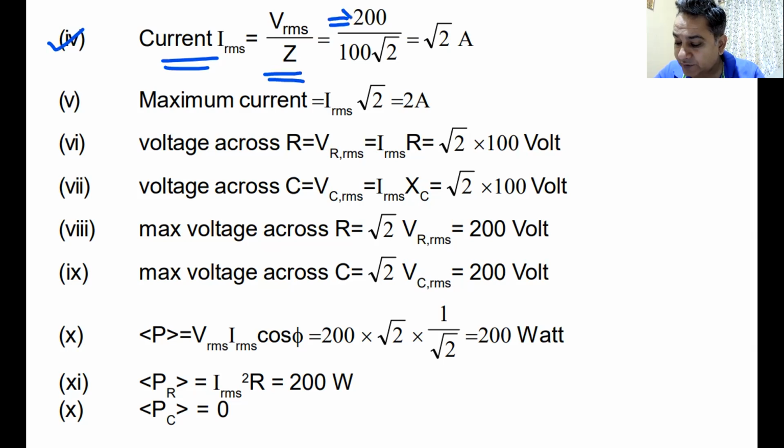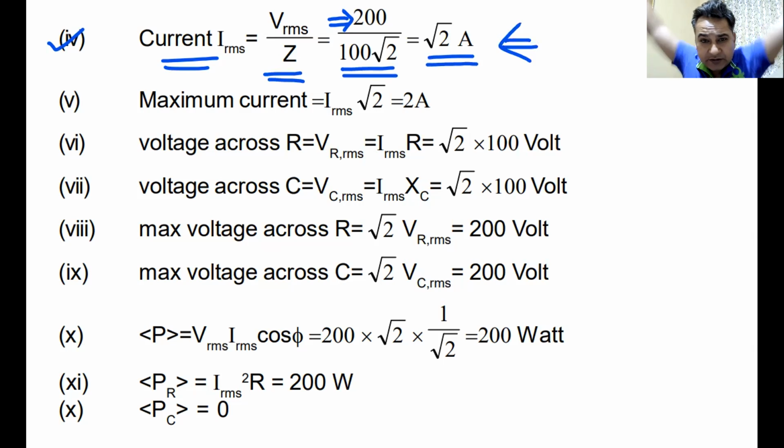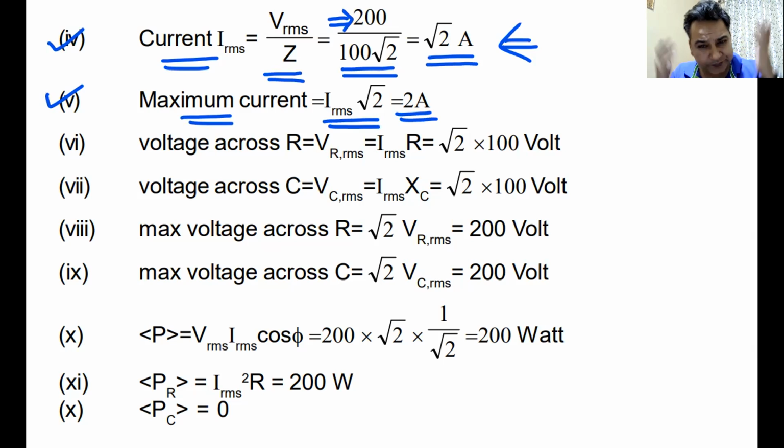VRMS is 200. Z is 100 root 2. Answer is root 2 ampere. That is step number 4. Maximum current I naught is root 2 multiplied by IRMS. So root 2 multiplied by root 2, it is 2. As simple as that.